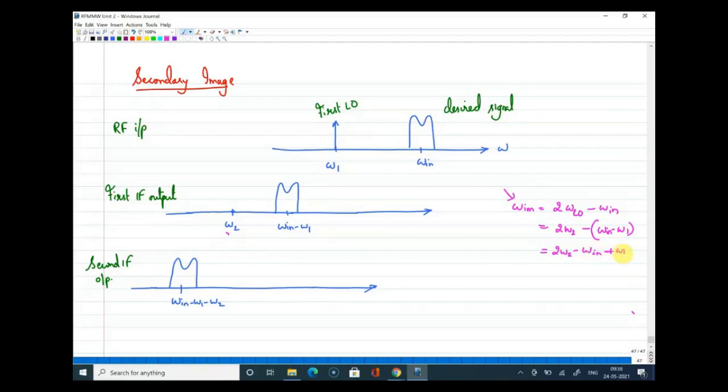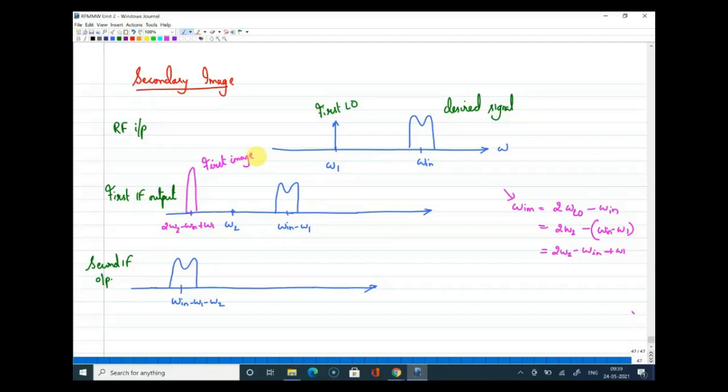And that image frequency will be somewhere here, and the frequency is 2 omega 2 minus omega in plus omega 1. All right, so now this can be called the first image in this case, because it is appearing at the first IF output. Now if this image frequency, or any component at this specific frequency, goes to the second mixer, this will definitely combine and produce something.